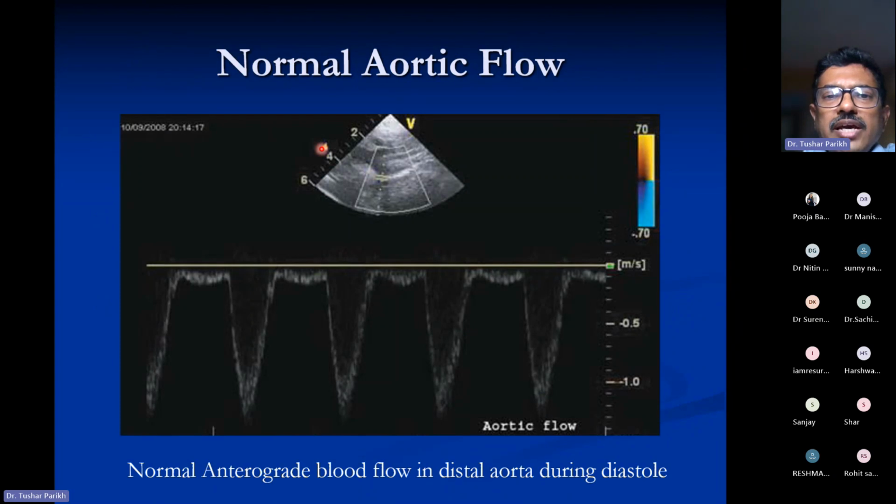So, now this is the aorta. If you can imagine here, this is the aorta, and the pulse wave Doppler is just kept distal to the left subclavian, or if you are able to see the PDA, just keep it next to it in the aorta. What you get is a predominant anterograde flow during the aortic ejection, and then during diastole there is a slow or low volume diastolic blood flow into the aorta.